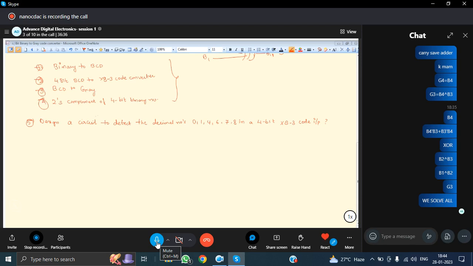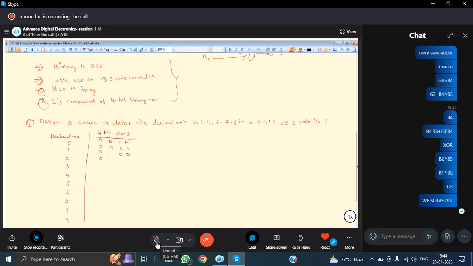Okay. So first thing what you are doing, write the decimal numbers: 0, 1, 2, 3, 4, up to decimal 9, 5, 6, 7, 8, 9. Next, write the 4-bit XS3 code. Here we have A, B, C, D. XS3 code for 0, tell me, 0, 0, 1, 1. For 1, 0, 1, 0, 0.